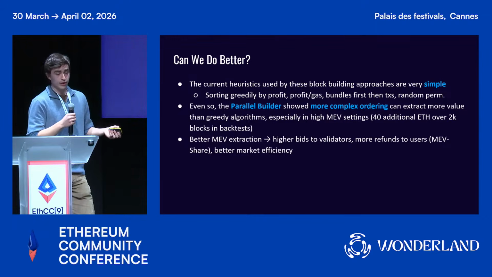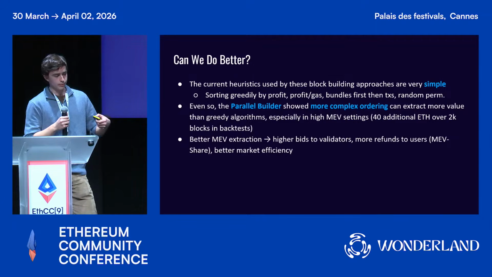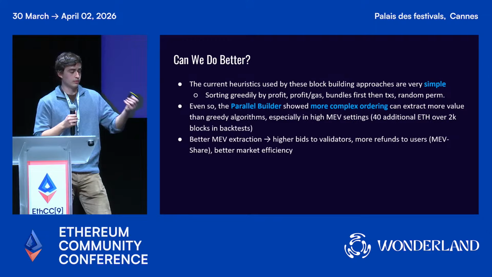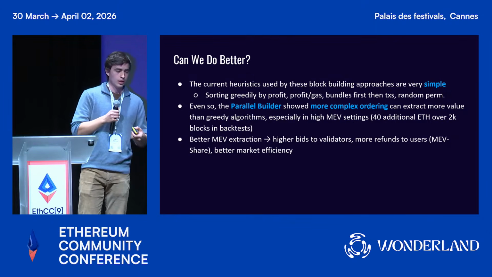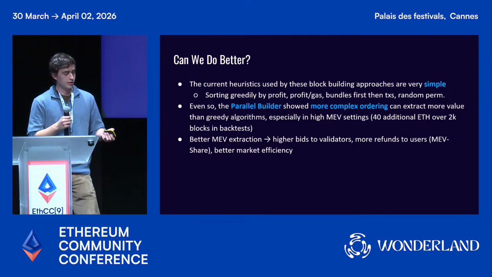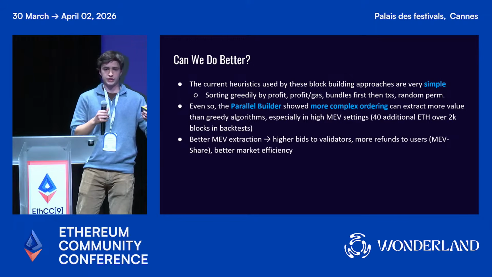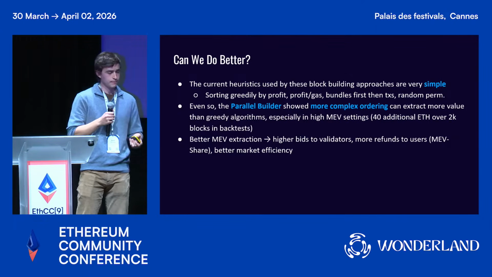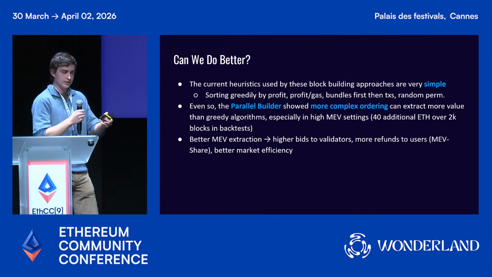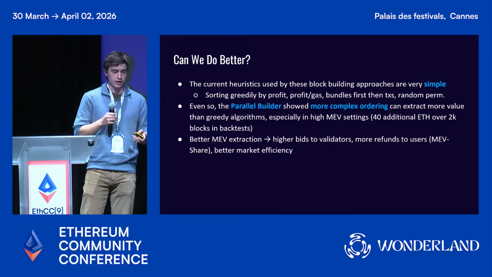And why do we want better MEV extraction? Well, there's plenty of reasons. Here are a couple. If we extract more MEV, we can bid higher to validators, and so they're going to internalize some of this MEV. If you're familiar with MEV-Share, if we find orderings where the backruns on user transactions extract more value, then those users are also going to get higher refunds. But just in general, if there's MEV there and we're not extracting it, that means that there are market inefficiencies that remain.